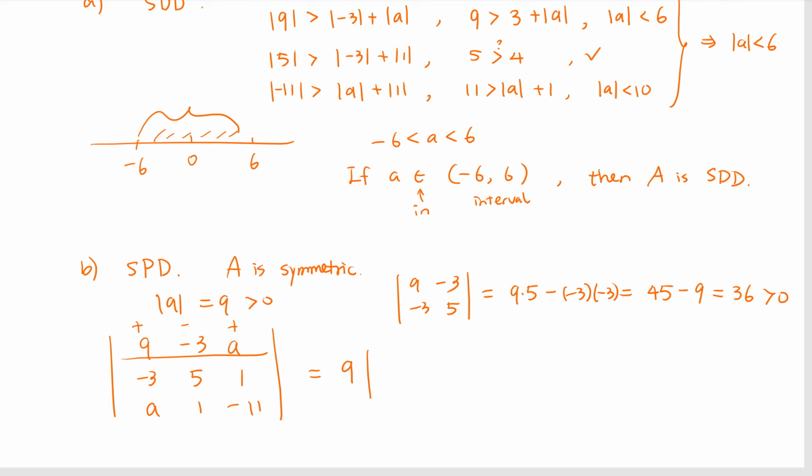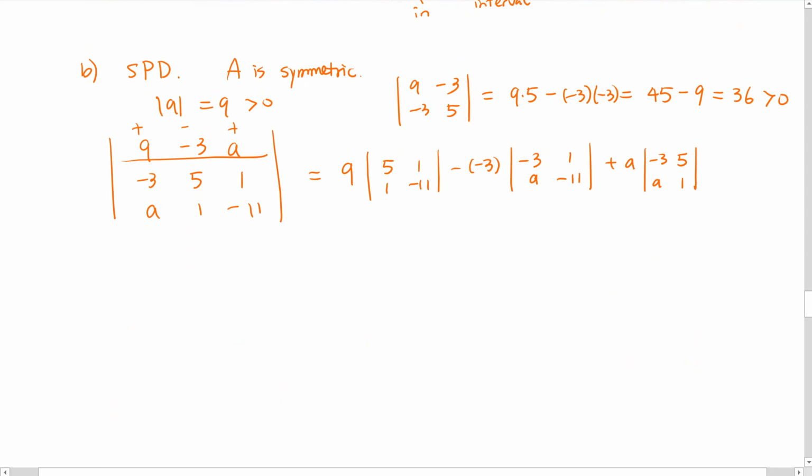Okay, then we have 9 times the determinant of [5, 1; 1, -11], minus -3 times the determinant of [-3, 1; a, -11]. So I hope you're okay with the determinant now. This minor is [-3, 5; a, 1]. So far so good, everybody?